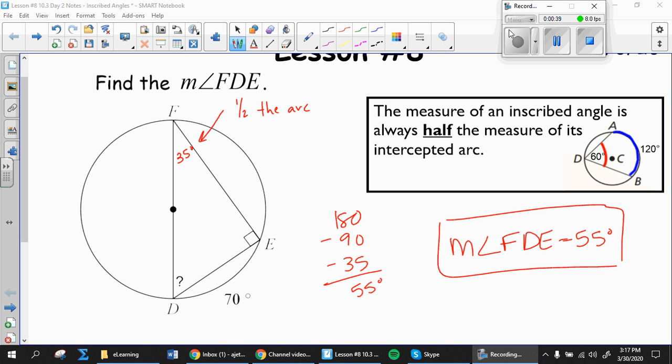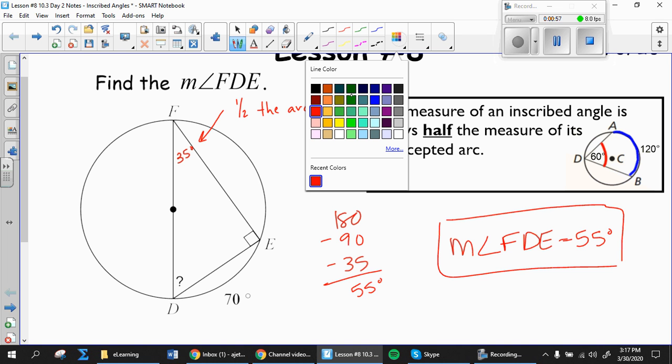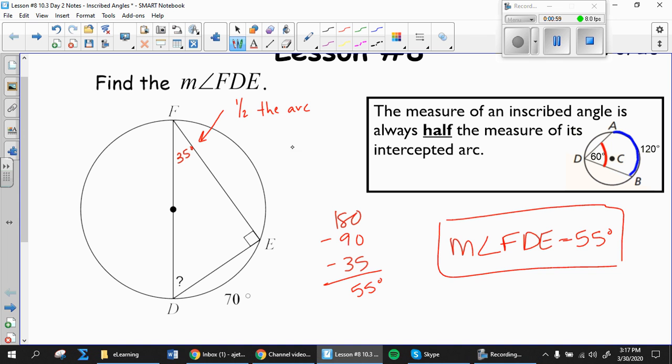All right, guys, here's your answer. So we had to use half of the arc to get 35 degrees, and then we know a triangle creates 180 degrees, so we can do 180 minus 35 minus 90. You could have also done this a different way by finding arc FE to be 110, and then once you found that, you could have used half of that as well. So that would have worked too.